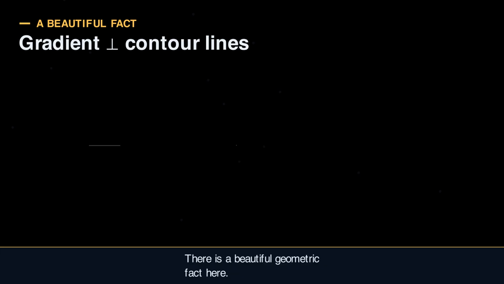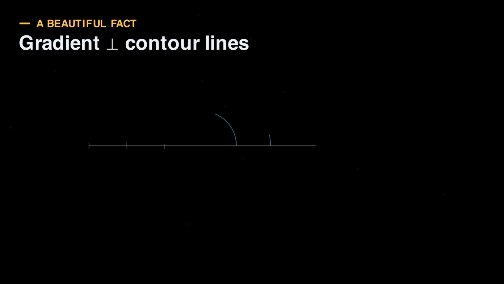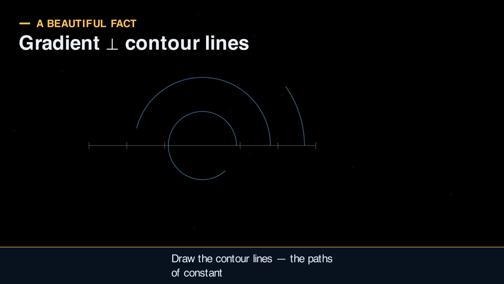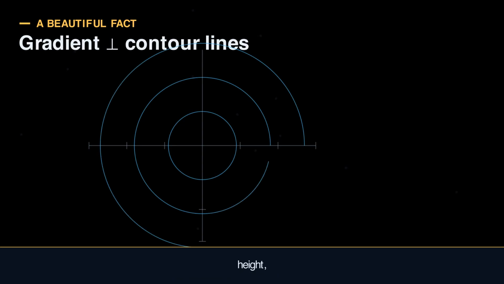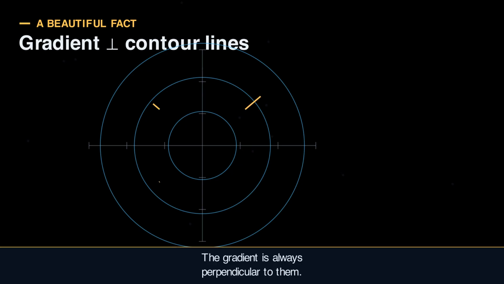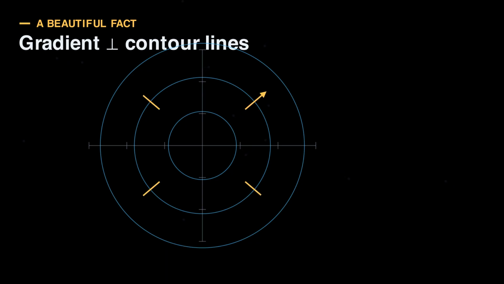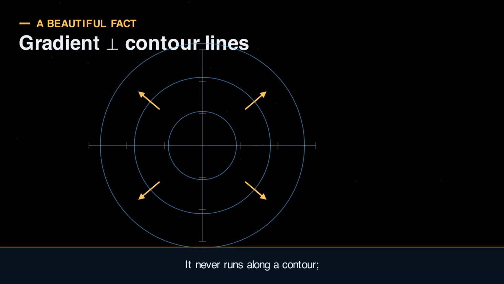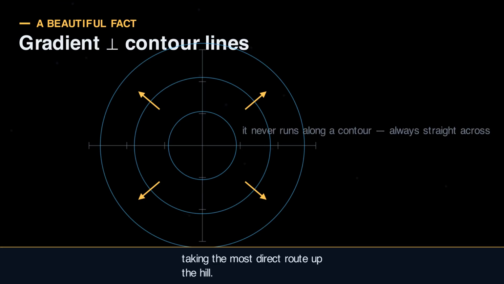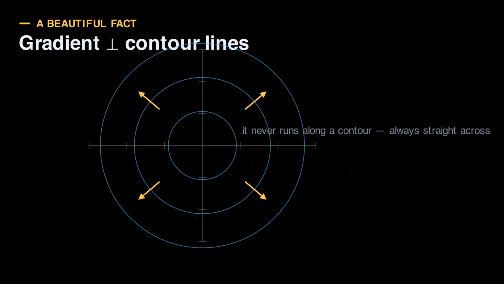There is a beautiful geometric fact here. Draw the contour lines, the paths of constant height, like on a topographic map. The gradient is always perpendicular to them. It never runs along a contour, it always cuts straight across, taking the most direct route up the hill.